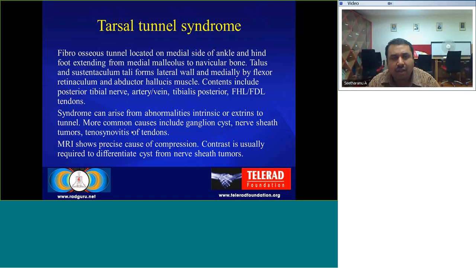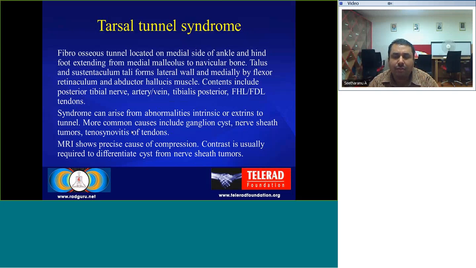The tarsal tunnel is a fibroosseous tunnel which is located on the medial side of the ankle and hindfoot, extending from the medial malleolus to the navicular bone. The talus and the sustentaculum tali form the lateral wall, and medially the flexor retinaculum and abductor hallucis longus. The contents of the tarsal tunnel include the posterior tibial nerve, artery, vein, tibialis posterior, and the two flexor tendons.